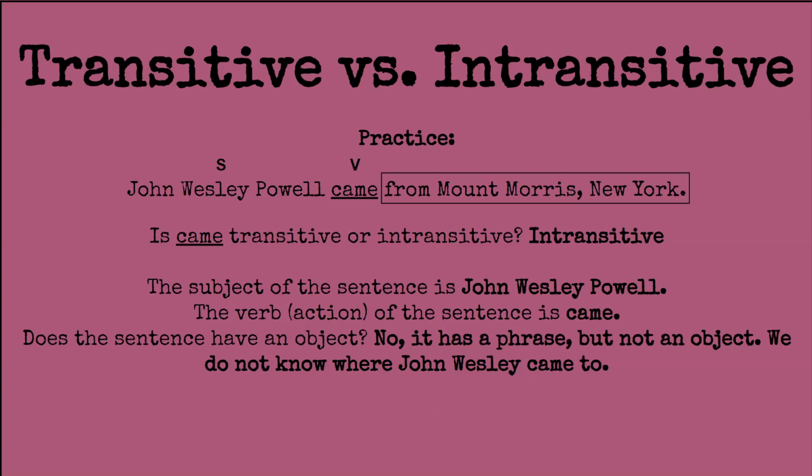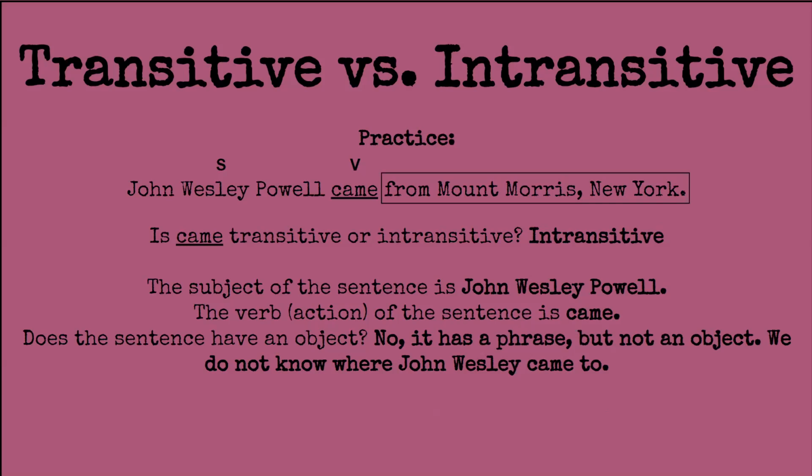But when we start to look at the object, well, where did he come from? I mean, he came with his family, he came... there are many questions that I could ask about this verb that are unclear. But if I pulled that phrase out, John Wesley came, that sentence would still make sense. From Mount Morris, New York is just adding further information, but it's not an object of this sentence.